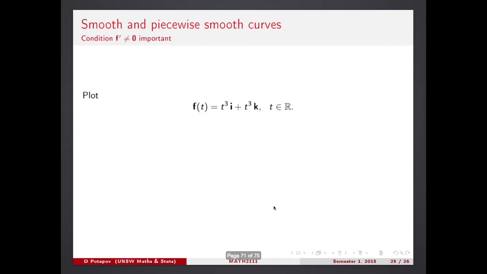Here it is, for instance. If you take this vector function, t cubed i plus t cubed k, and try to predict the shape of this function, what will the shape be? It's a bisector, that's right. Again, you can argue the same way, just introduce x for the component, and it will be y equals x. It's a canonical bisector, first quadrant, third quadrant.